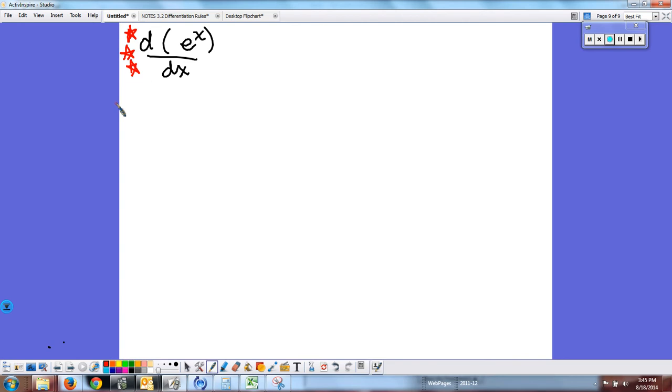But we want to try to take the derivative of this. And again, we're going to do the proof. So we're going to show the limit. We're going to take the limit as h goes to 0 of e to the x plus h minus e to the x all over h. So we apply our limit definition.